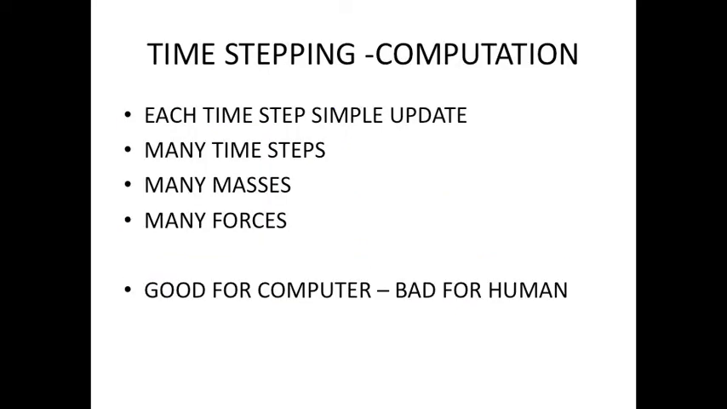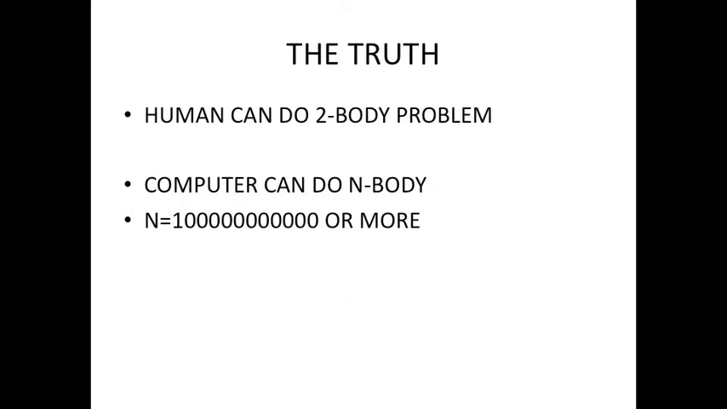We notice the following features of time stepping. Each time step is a simple update from addition and multiplication of numbers. There are many time steps and many bodies and many forces. It's good for a computer, bad for a human being. A human can do only the two-body problem. The computer, a big one, can do the n-body problem with n a trillion or more.